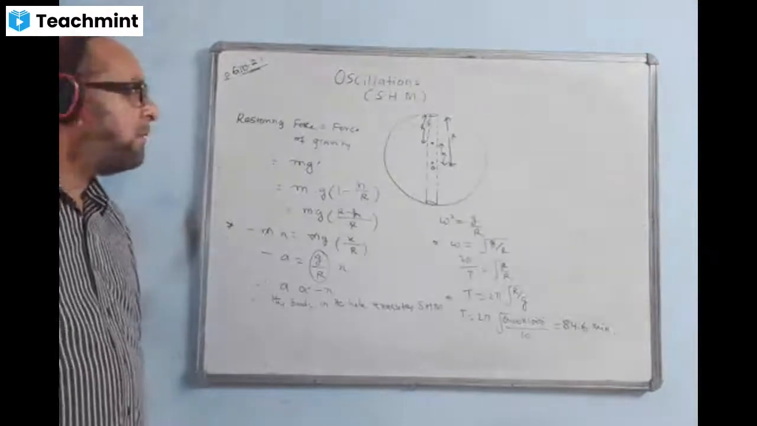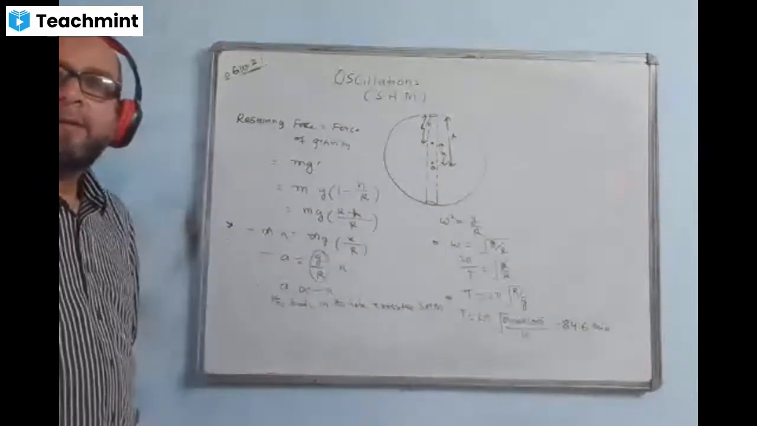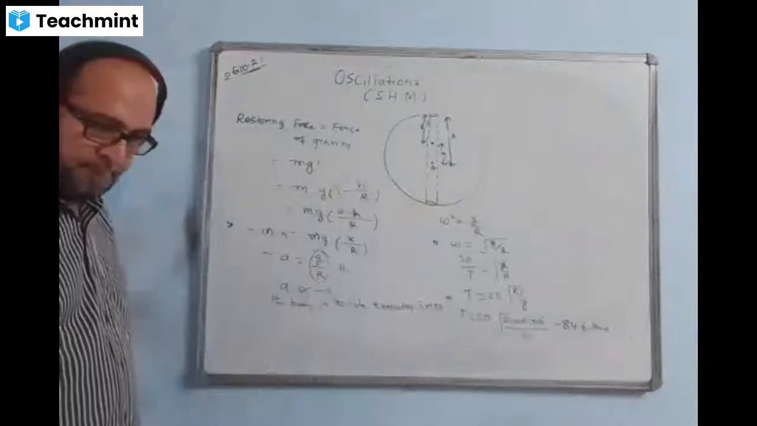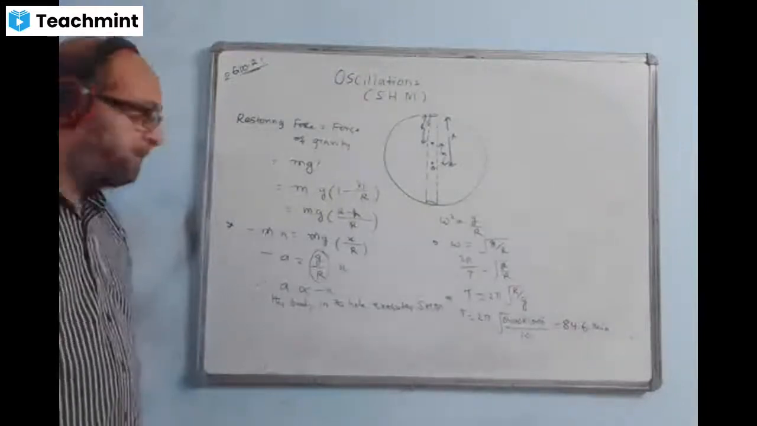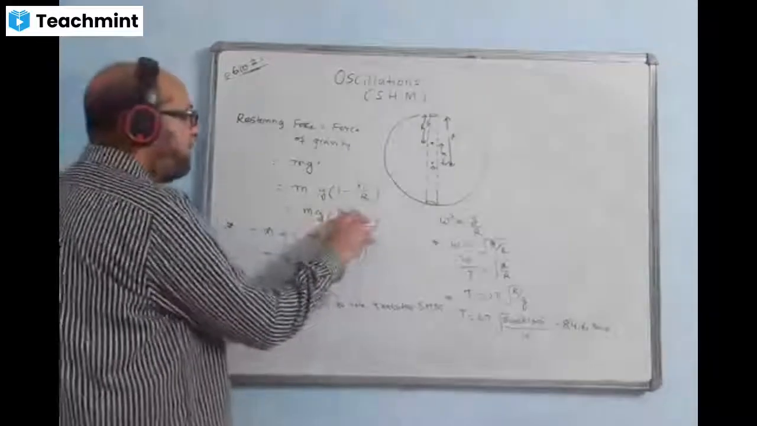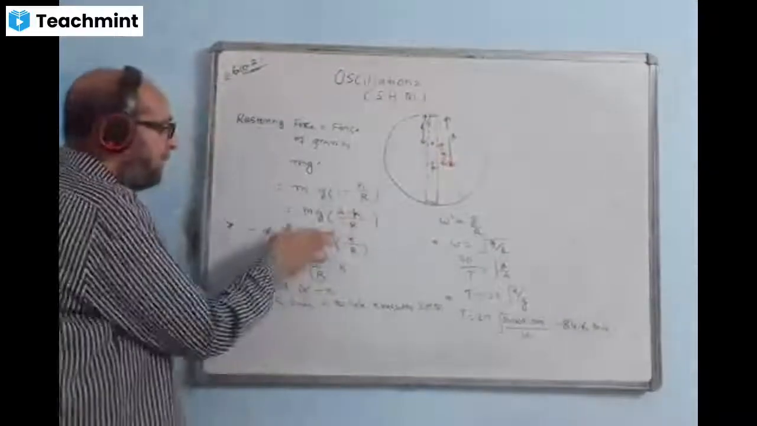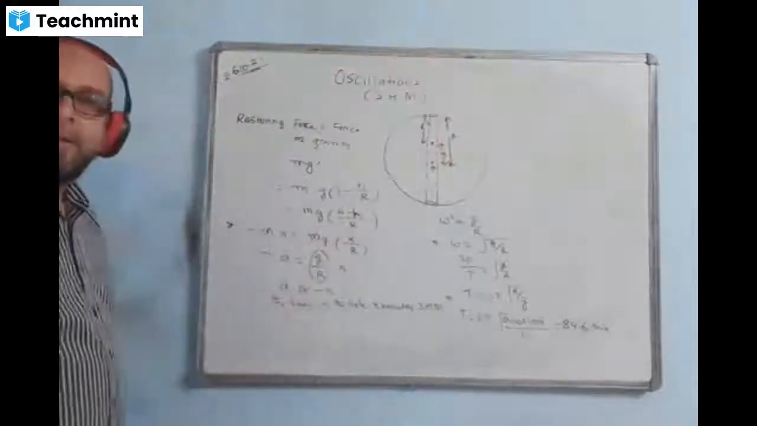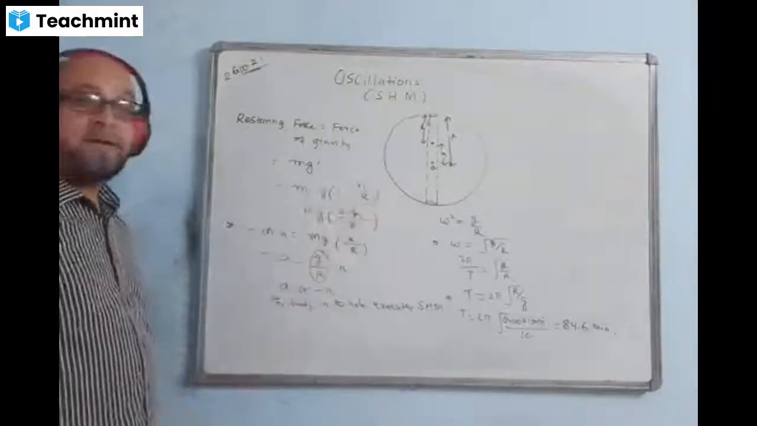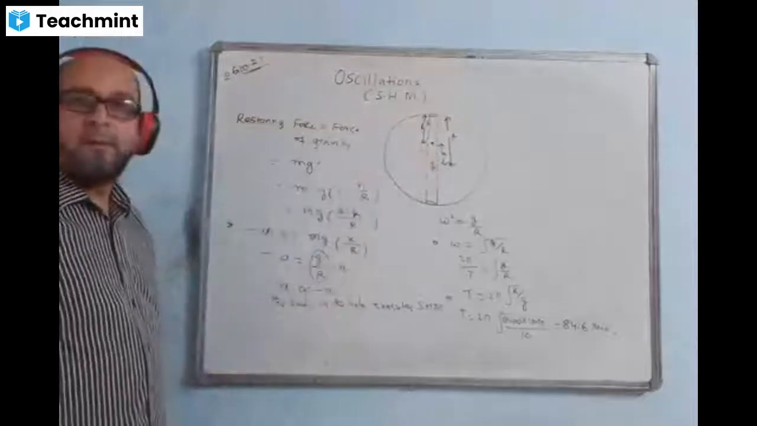Okay. Did you understand? Over there, where did that H go? R minus H will make H. R minus H is making X, the value of X. The displacement will be taken from the center, from the mean position.